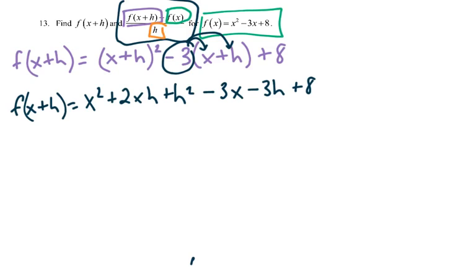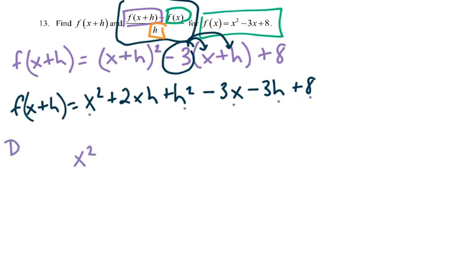Then before I do that, is there anything that cancels or can combine? No, because this is an x squared, this has an xh, this is h squared, x, h, 8. Nothing combines. There's no way I can simplify that, unfortunately. So let's write it out.